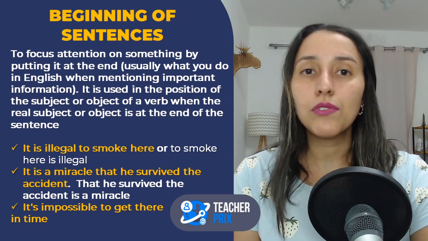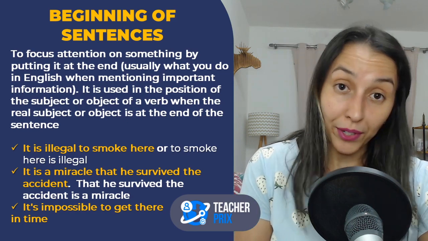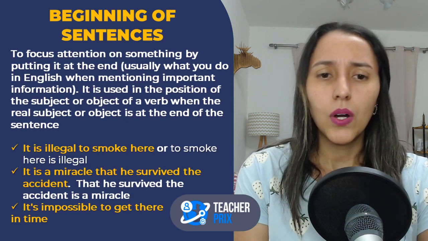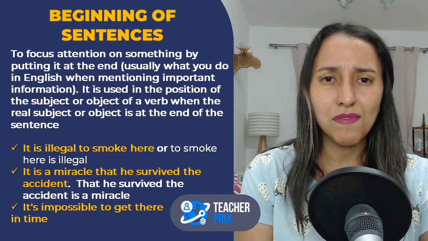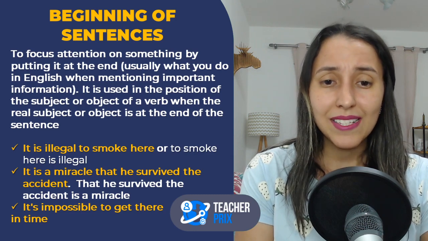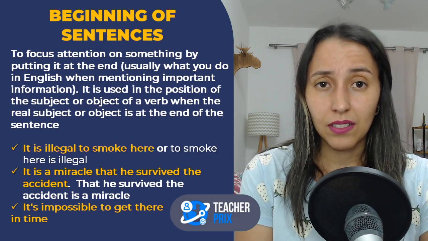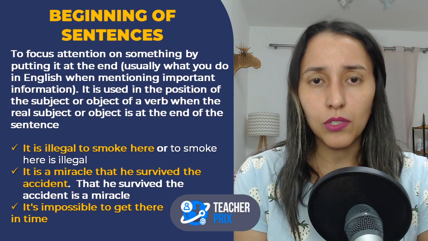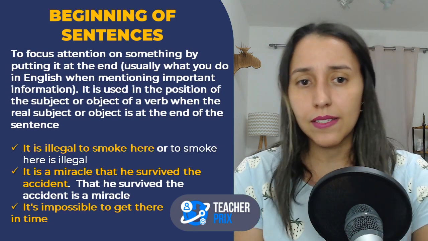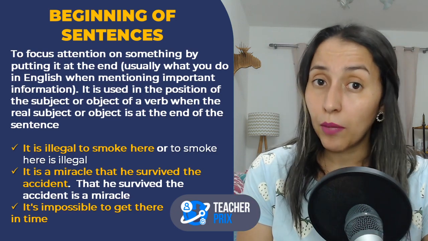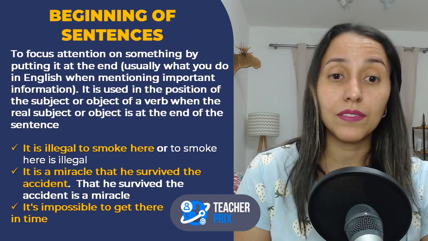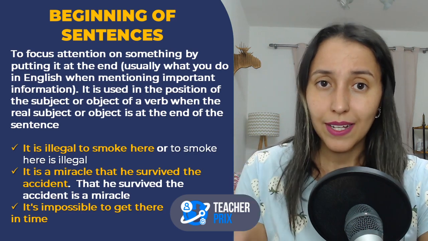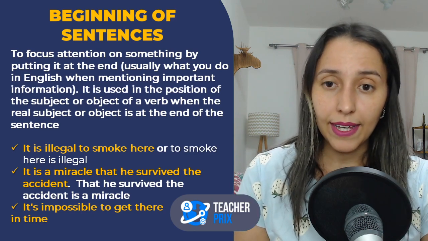So it's illegal to smoke here. Or you could say, hey, to smoke here, smoking here is illegal. Or it's a miracle that he survived the accident. So surviving the accident is more important, okay? But it's a miracle, okay, it's fine. So I can start with it is. You will see that it's very common, not mandatory, but very common to have an adjective, okay? And I will talk a little bit more about these constructions. Here I'm giving you the idea why I have this, okay?